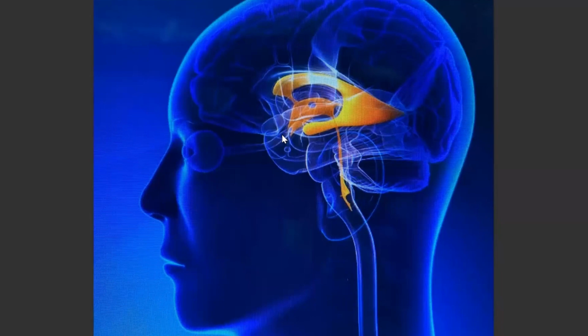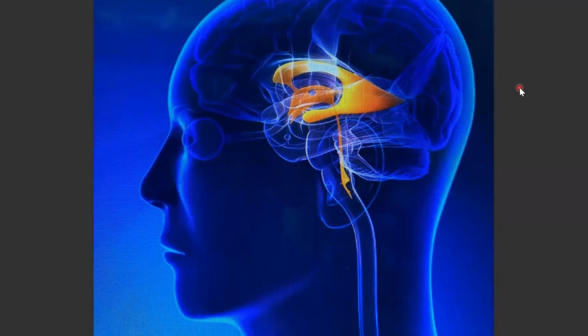So today we'll start with our topic, the ventricles of the brain. There are three main ventricles of the brain, which are the lateral ventricles, the third ventricle, and the fourth ventricle. So today we'll start with our topic, the third ventricle of the brain.